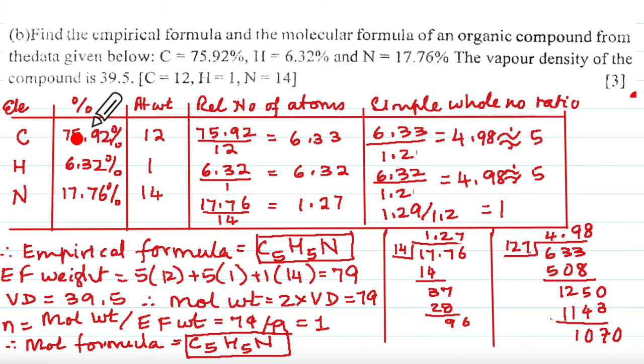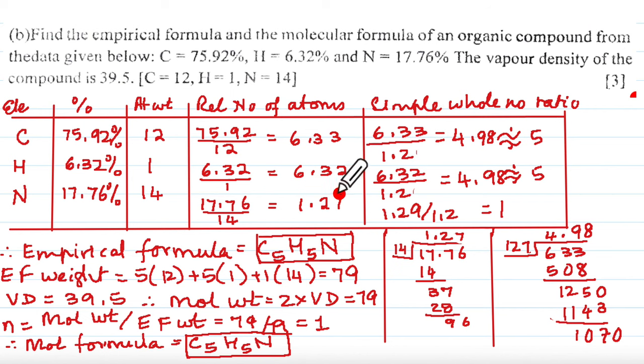We write this carbon, hydrogen, nitrogen. Percentage is the way it is given in the question. Atomic weights are given. For the relative number of atoms, we have to divide percentage by atomic weight. That gives us 6.33. Here it will be divided by 1, so 6.33. And 17.76 divided by 14. I've shown the calculations here. It will be 1.27, or you can have 1.26, and whatever the next digit is, it's going to round it off to 1.27. Then we have to take the simple whole number ratio.